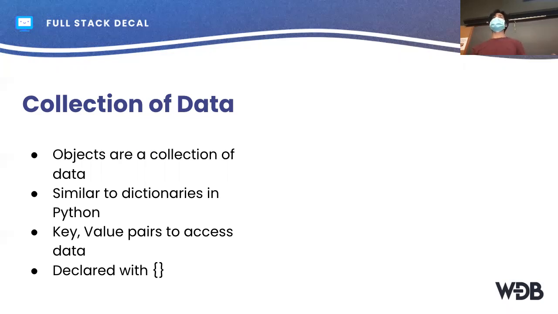If anyone's familiar with Python as a previous programming language, you can see that objects are similar to dictionaries in Python. This means that there are key value pairs to access data. This will be a little more clear in our next slide's example. And to declare them, we initialize them with curly braces.